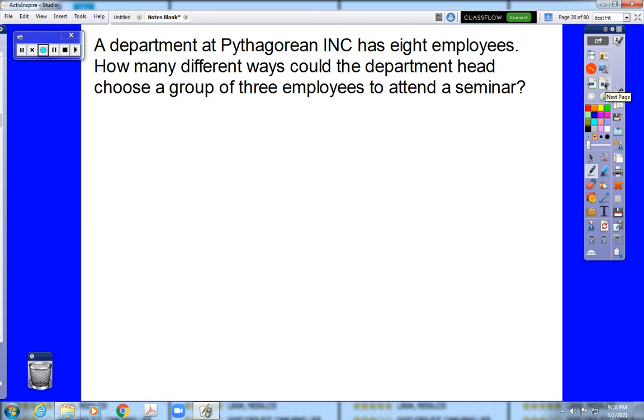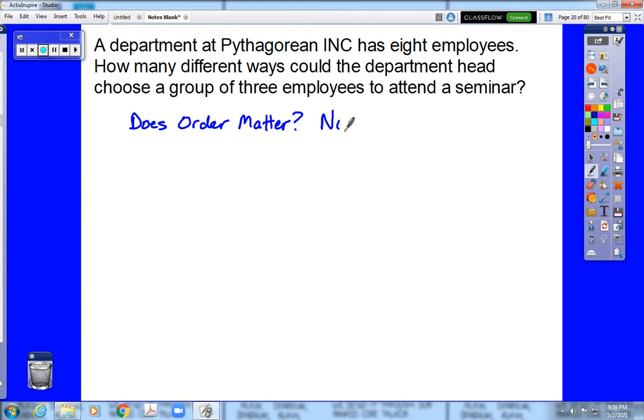A department at Pythagorean Incorporated has 8 employees. How many different ways could the department head choose a group of 3 employees to attend a seminar? So we ask ourselves, does order matter? And this is kind of a complicated one. We need to think to ourselves, if we're one of those 8 employees, and we are chosen first to go to the seminar, versus getting chosen third to go to the seminar, is there any difference? And the answer to that question is no, because we're still going to the seminar. So order does not matter, which means we're doing an nCr.